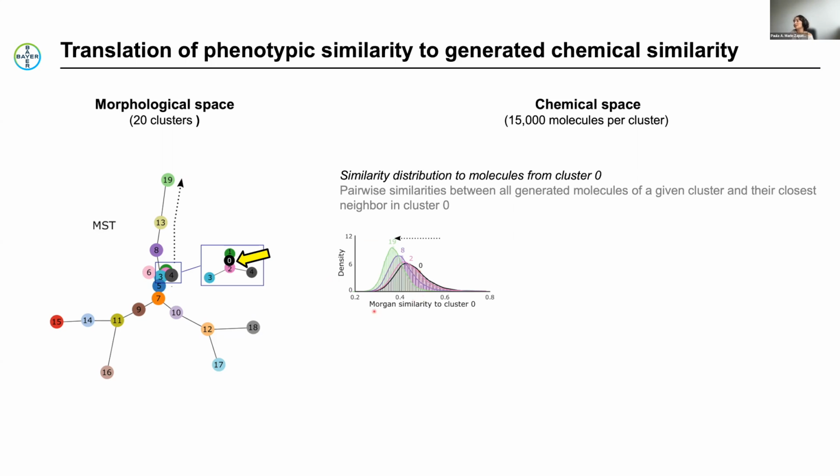So maybe with this figure, you can see it clearly. On the x-axis, we have the Morgan similarity of generated molecules relative to molecules from cluster 0. When we start moving away from cluster 0 along this line in the phenotypic space, we see that the higher we go with numbers, so the more distant we go from DMSO profiles, the distribution of similarities with respect to cluster 0 moves toward lower values. So the chemical space is more divergent, as we also diverge in phenotypes.